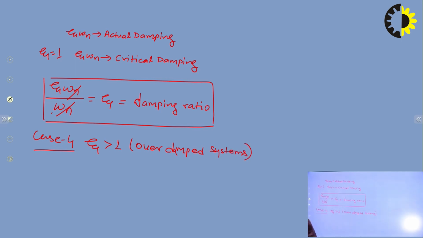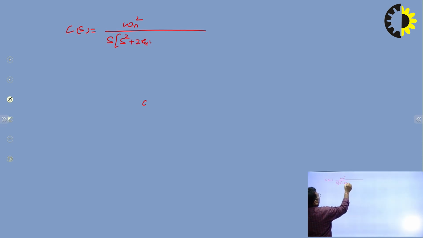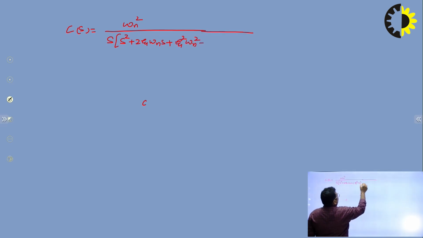Right. So, in this case we have to solve it again. We have started with C(s) upon R(s) is equal to omega n square divided by s square plus 2 zeta omega n s plus omega n square. Again, if I put R(s) is equal to 1 upon s, then C(s) will be omega n square divided by s into s square plus 2 zeta omega n s plus, if I add zeta square omega n square and subtract the same, zeta square omega n square, and the last term was omega n square.